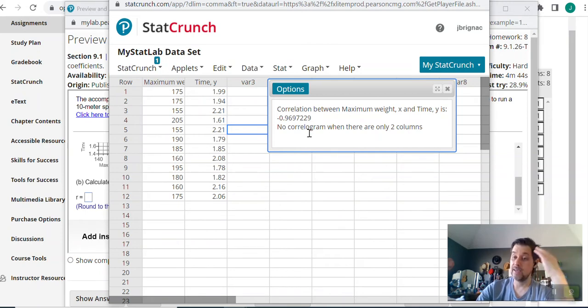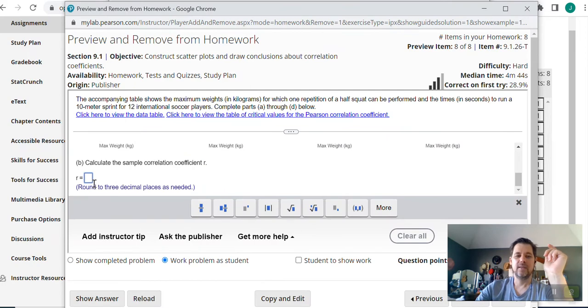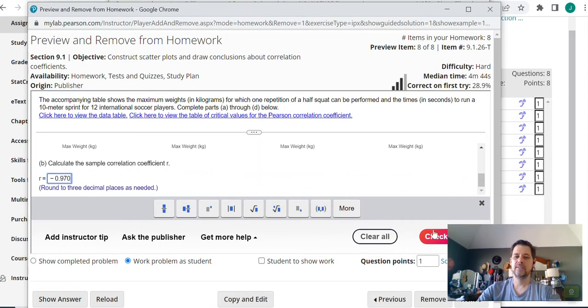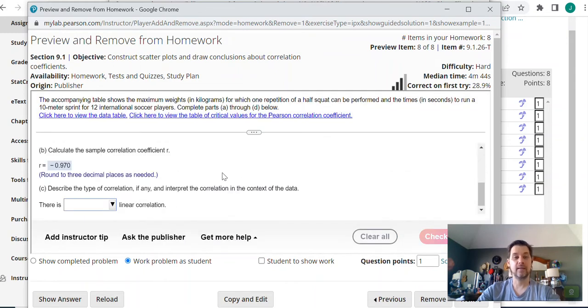We can be misled by pictures, basically, but not as easily by numbers. So the correlation coefficient to 3 decimal places, let's see, I have -0.9697. So that'll be -0.970. Okay, so I got my number. It says round to 3 decimal places. There's that number that you just saw, rounded to 3 decimal places. Okay, so I got that.